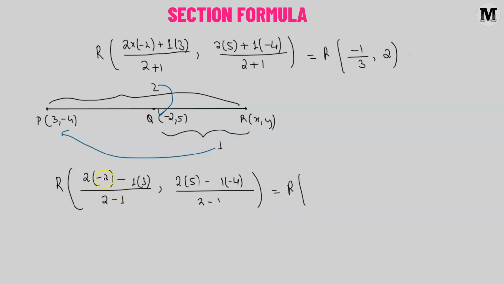Here we have 2 times -2, that's -4, and then minus 3. So -4 minus 3 is -7, divided by 1. And then we have 2 times 5, that's 10, and 10 plus 4 is 14, so 14 divided by 1. So our point is (-7, 14). This is the coordinate of the point R such that it is twice as far from P as it is from Q.